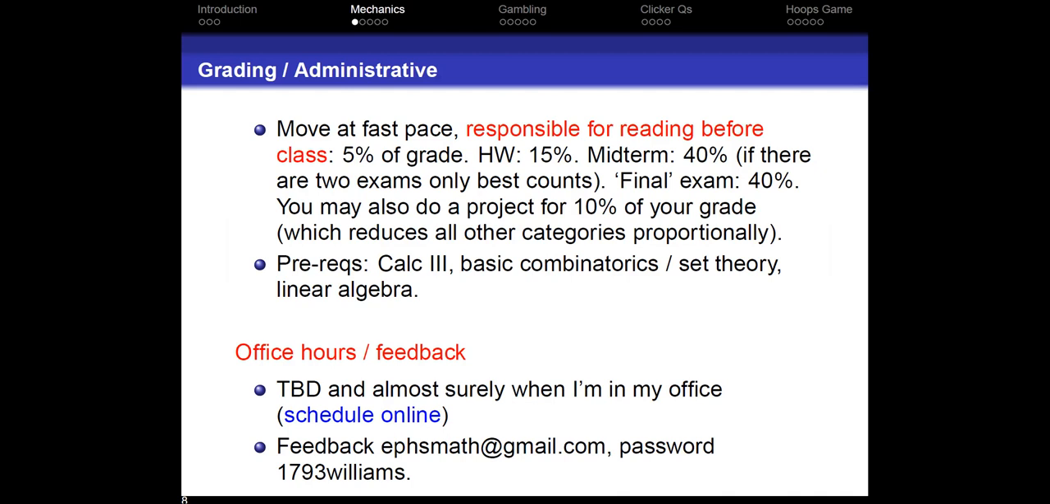So 5%, you're responsible for reading the material before the class. I will assume everyone comes to class prepared. Homework is 15%. Midterms will be 40%. I think there'll probably be two, and I'll drop the lowest one unless you tell me otherwise. I can't understand why you would not, but I will drop the lowest unless you tell me otherwise. The final exam is 40%. You can do a project for 10% of your grade. If you want to negotiate with me for it to count for more, happy to have that negotiation.